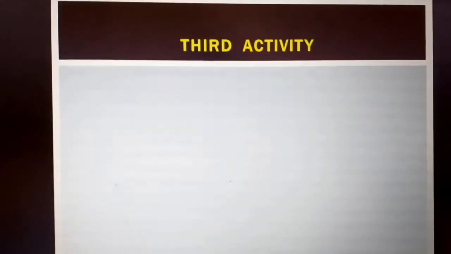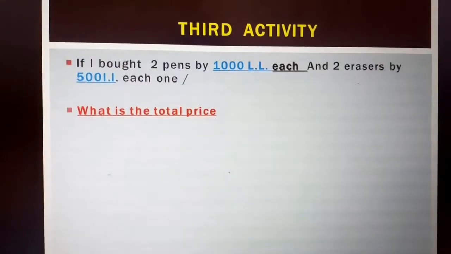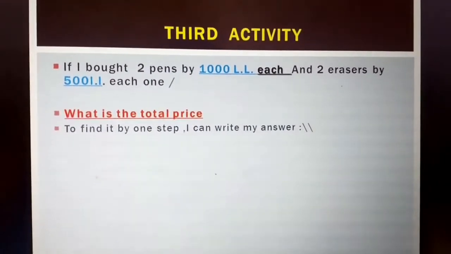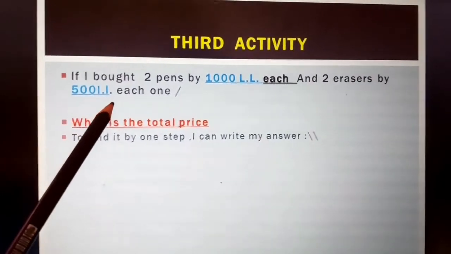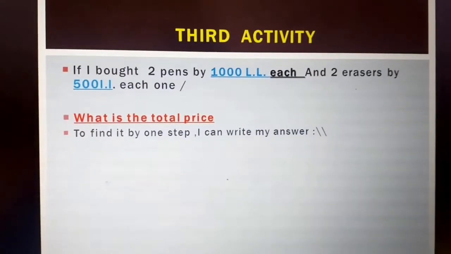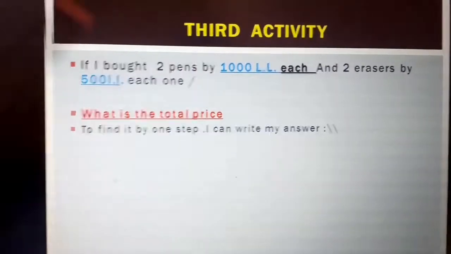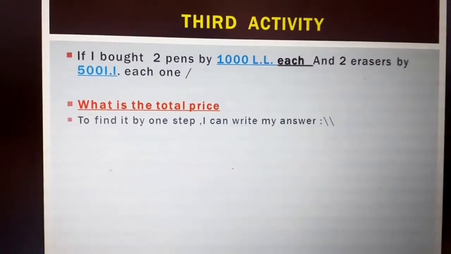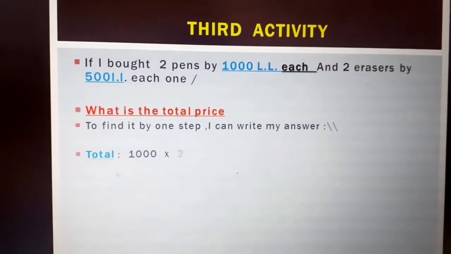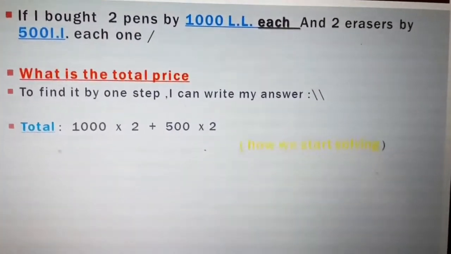Let's make the third activity also. If I bought 2 pens at 1,000 Lebanese livre each and 2 erasers at 500 Lebanese livre each, what is the total price? How to calculate the total price by one step? Sure, I have 2 items. To calculate each item alone, 1,000 times 2 is for pens, and plus for erasers, 500 times 2. How do I want to calculate this one?